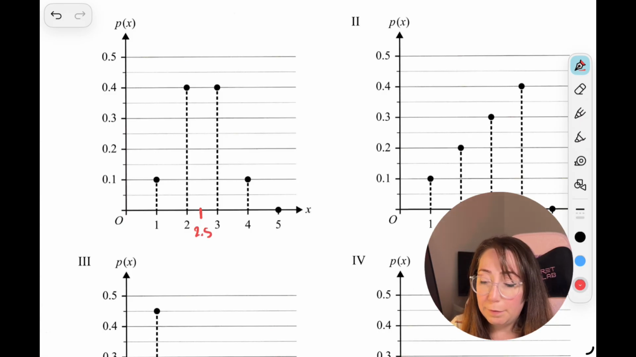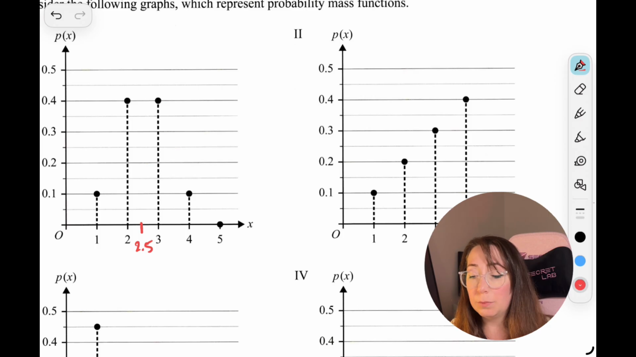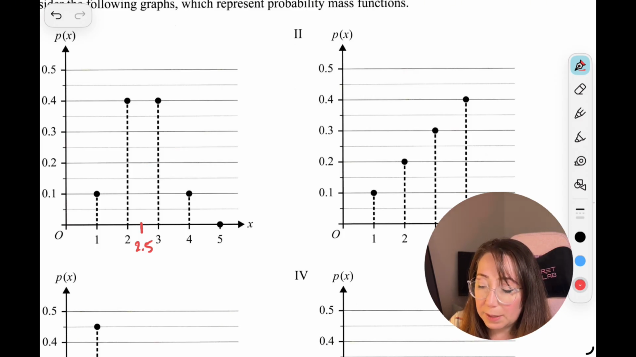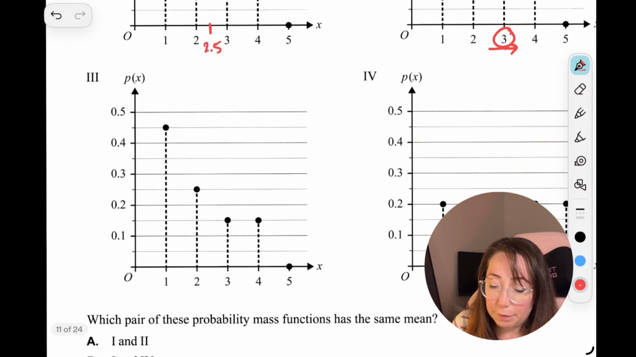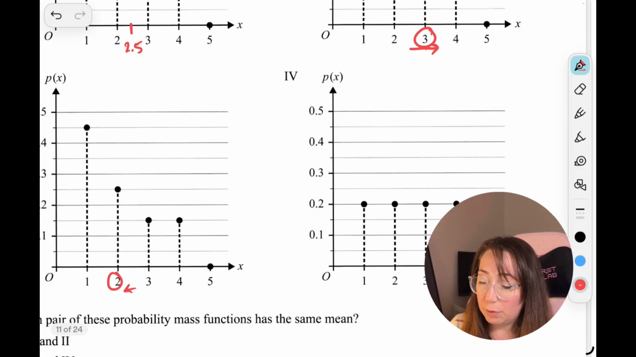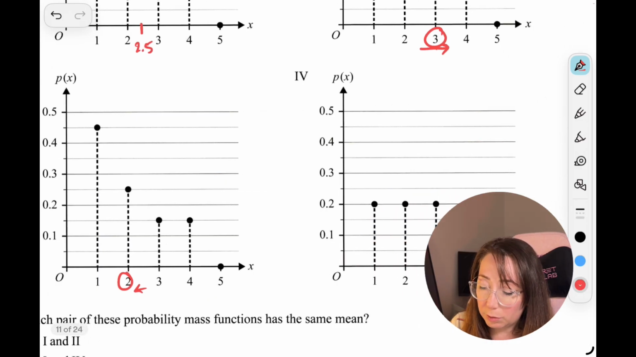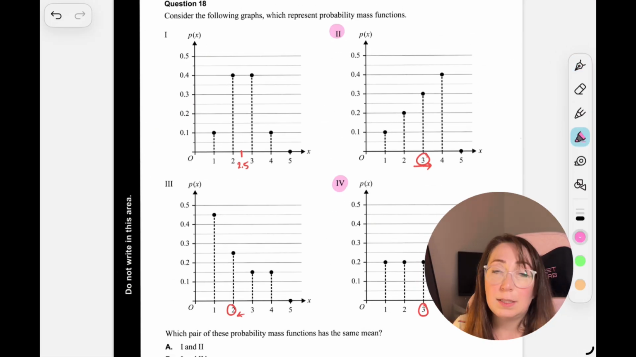So for example, for A, the mean is just going to be smack bang in the middle, so it'll be around that 2.5. But for part 2, we can see that we've got a higher probability onwards, so the mean is probably going to be a little bit higher, not quite in the middle, so it'll probably be around that 3 value. For part 3, again, we've got a skew to the left, so it's going to be onwards, so probably going to be somewhere around there. And then part 4, we've got another symmetrical function, so between 1 and 5, the middle is going to be 3. So to me, it looks like both 2 and 4 are going to have the same mean, and that would be D.